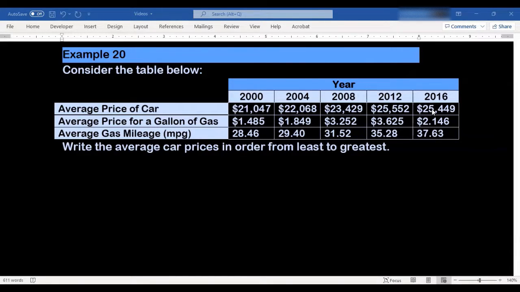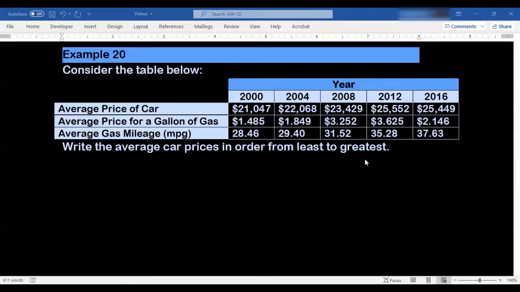We can see in each of these years the average price of a car. We also have the average price for a gallon of gas in each of these years. Wow, it really shot up from 2004 to 2008, huh? And then we have our average gas mileage in this last row, measured in MPG, which is miles per gallon. For this problem, they just tell us to write the average car prices in order from least to greatest. So they want us to focus only on the first row, the average price of a car, and write those prices in order from smallest to largest.